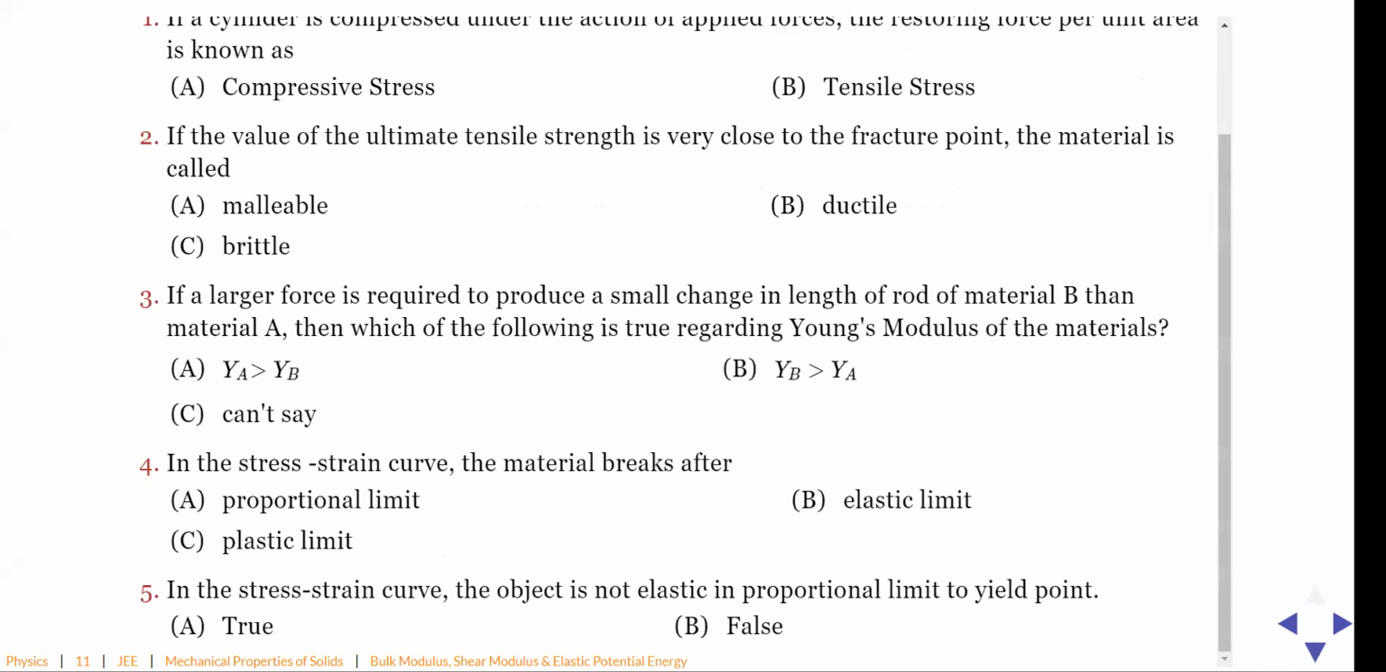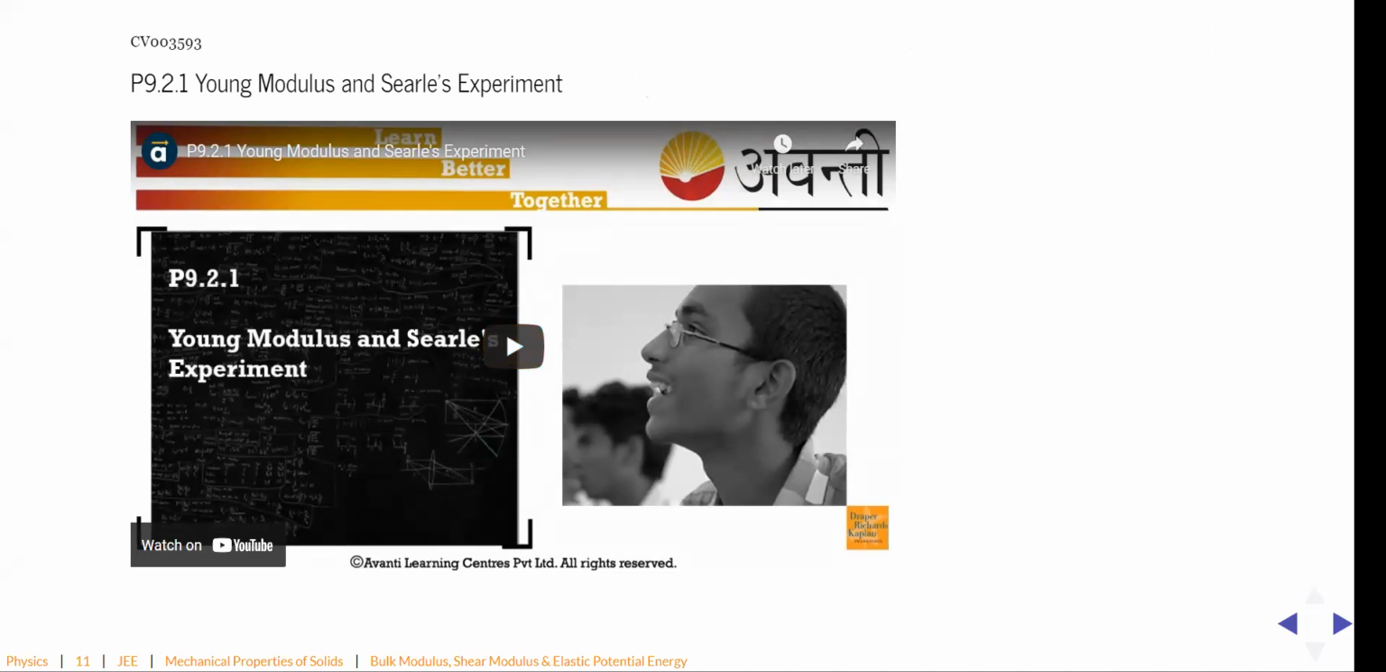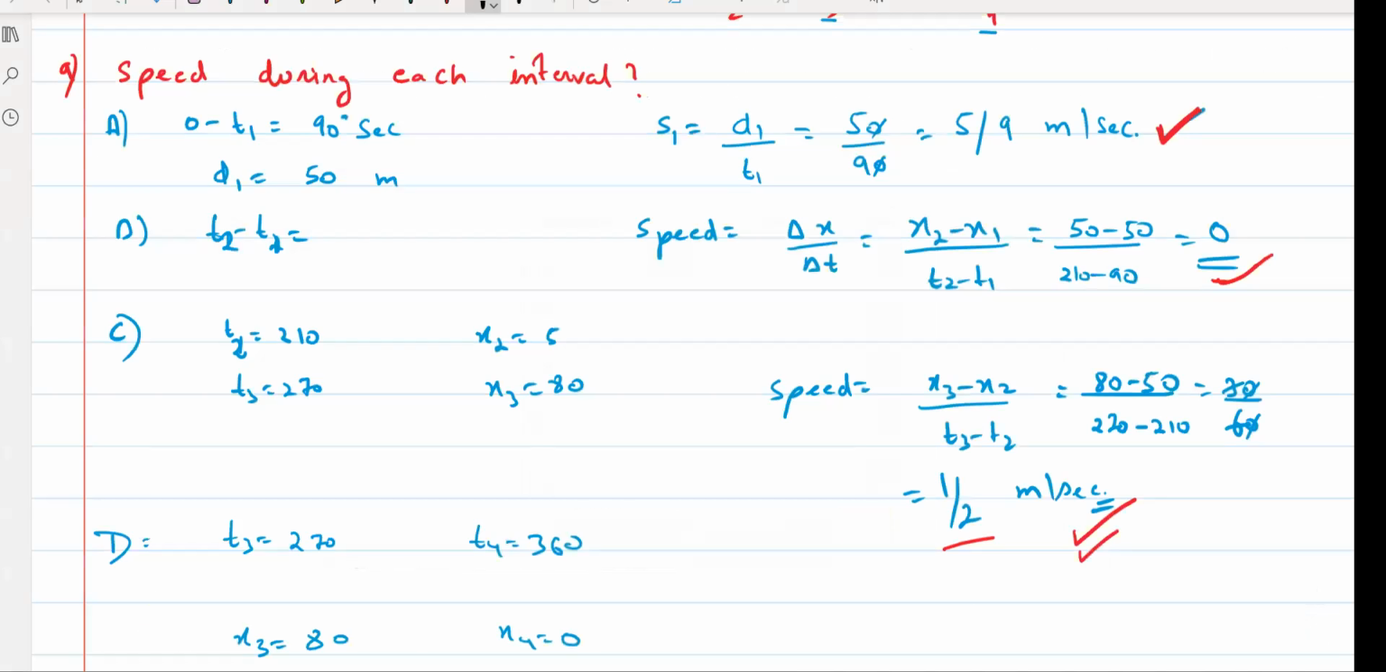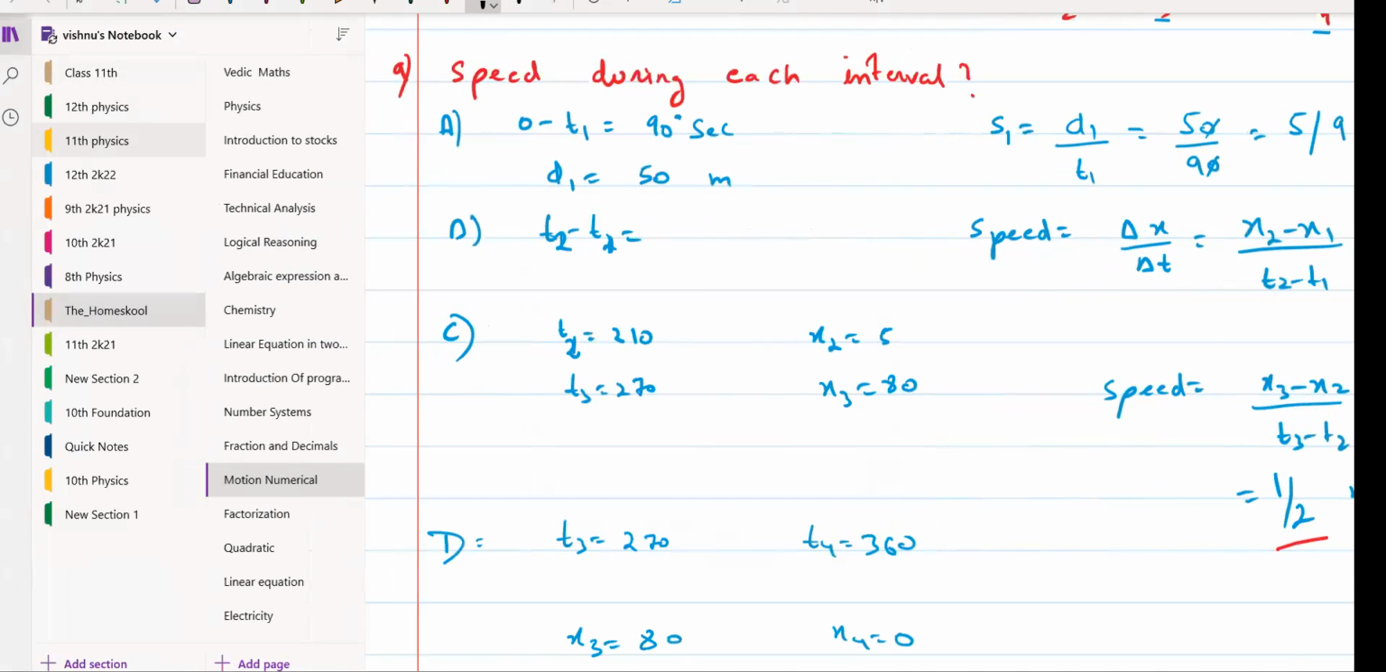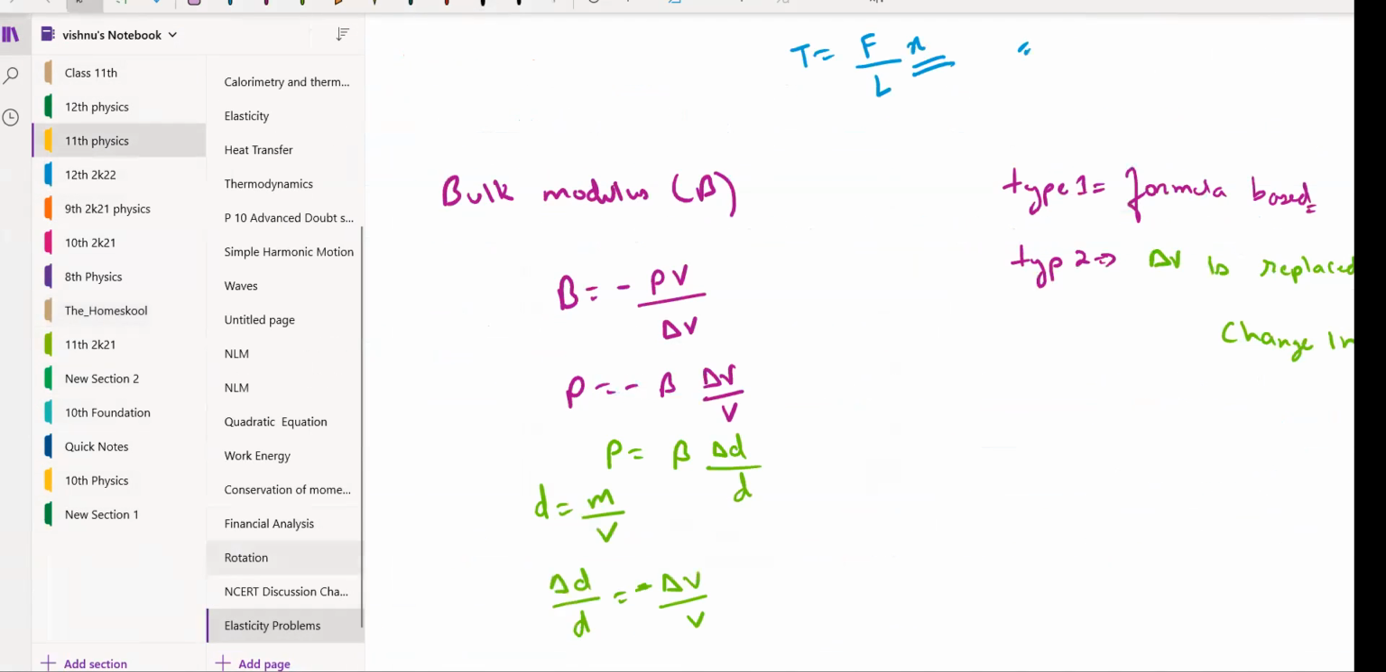So this was your revision. I hope all of us have covered this. Searle's experiment was just an experiment. Just give me a minute, guys. Apologies.